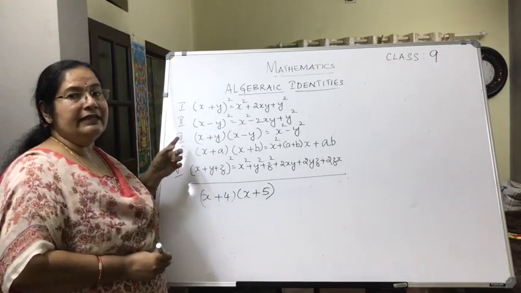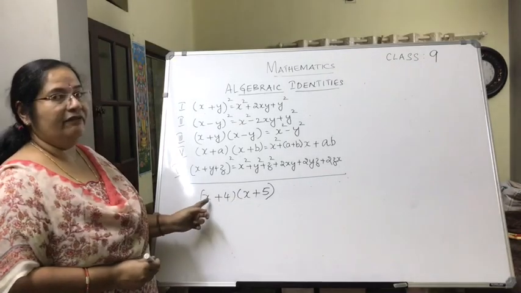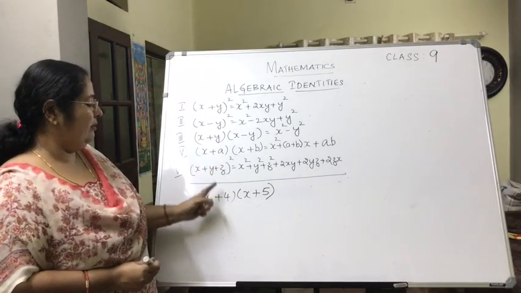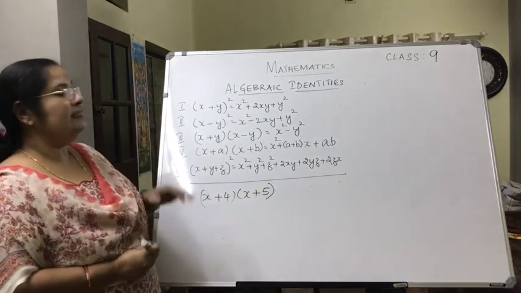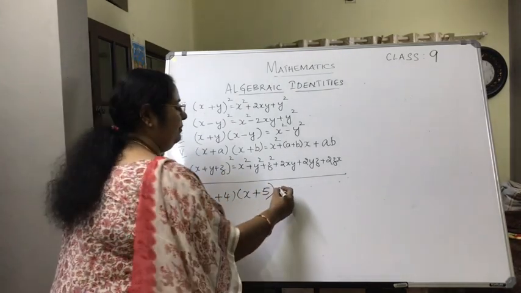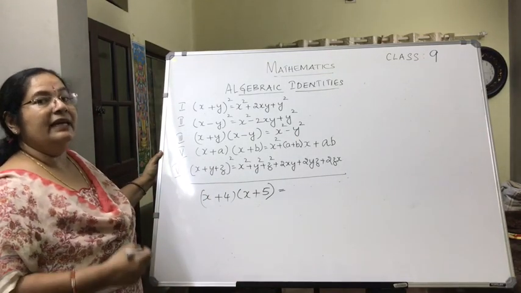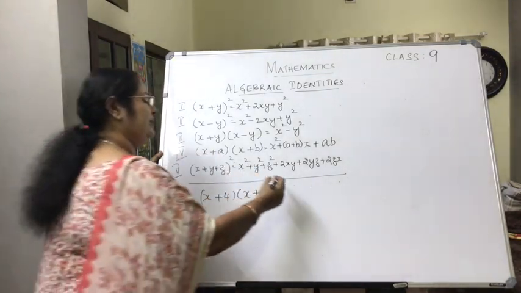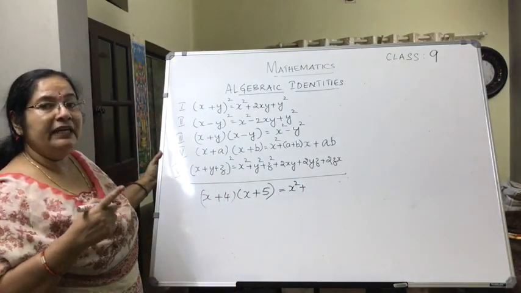So using identity 4, what is our x? Our x is x itself. What is our a? Our a is 4. Our b is 5. So using this identity, this will be equal to what? X plus a into x plus b will be x square plus a plus b into x.